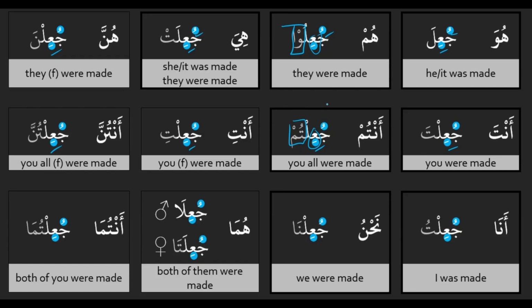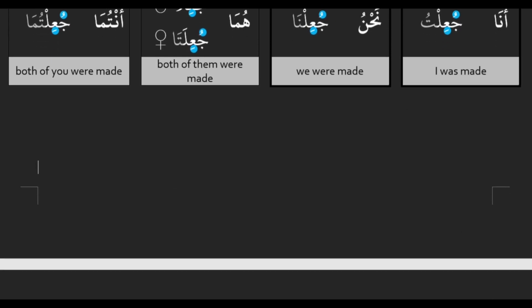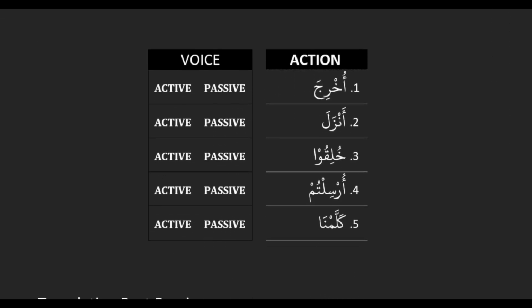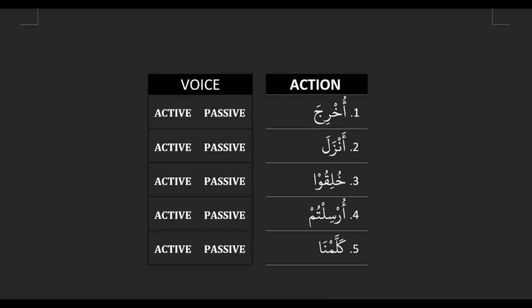Okay, you ready to do some practice? Yeah. So we're going to be looking at some actions, and you'll just tell me if they're passive or active. Active is the opposite of passive, so just a normal past tense. Okay, number 1, ukhrija. Well, there's a U on the first letter, so that checks off. And then the Ra is the second to last, and it has an E. So, yes, it's passive. That's passive, good.